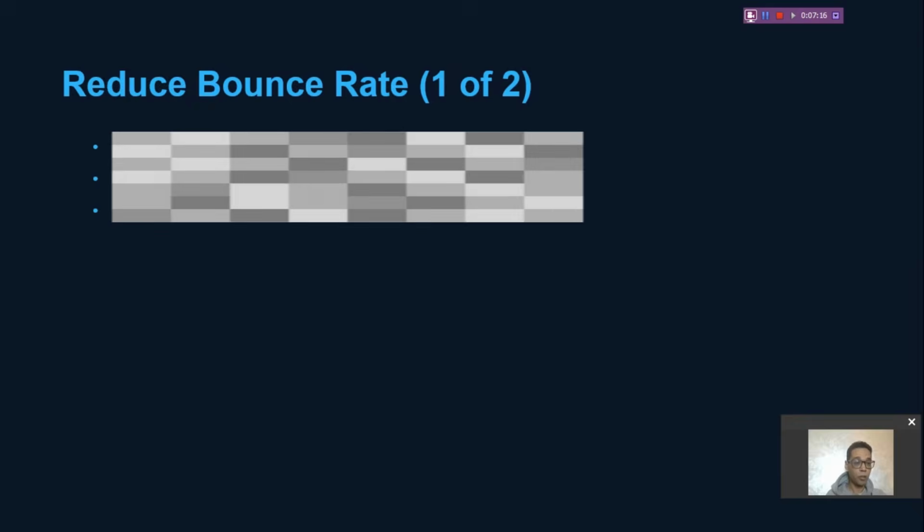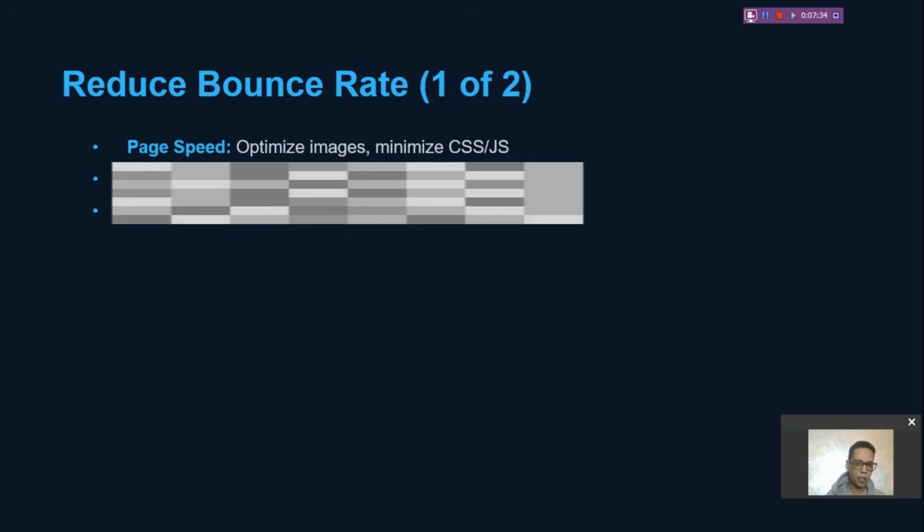So now that you know about the bounce rate, how do you reduce it? Number 1, page speed. And in this free SEO course, you don't need to hire any developer.